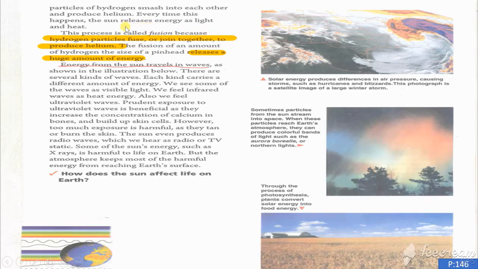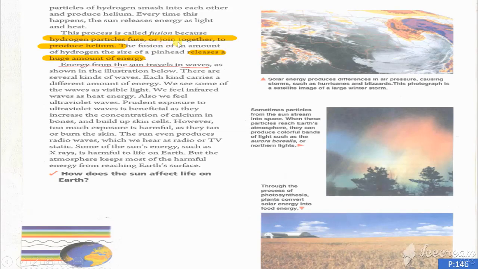Another question. How is energy produced by the sun? The answer to the question. Do you remember? Hydrogen particles fuse or join together to produce helium, releasing a huge amount of energy. Do you remember we have shortened the fusion of an amount of hydrogen the size of a pinhead? Do you remember?